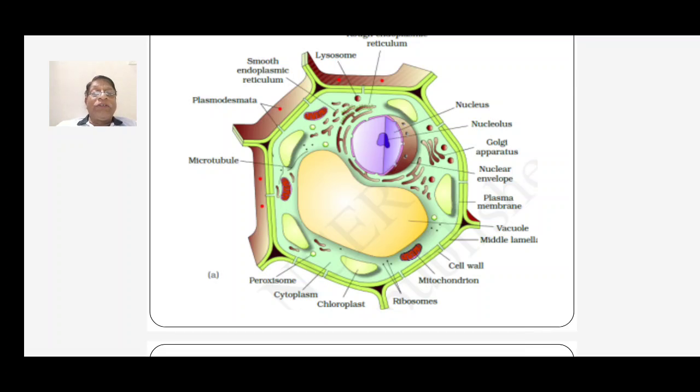You must practice the diagram. The diagram is very, very important for the main examination, and it is for 5 marks. If you draw the diagram scientifically, you are going to get 5 marks. Practice the diagram many times. So that's all for the plant cell.